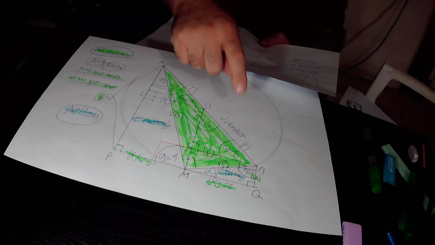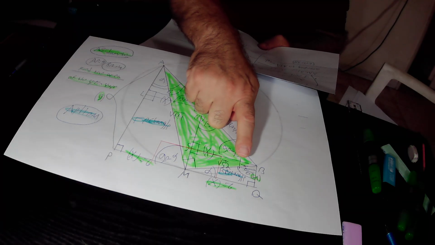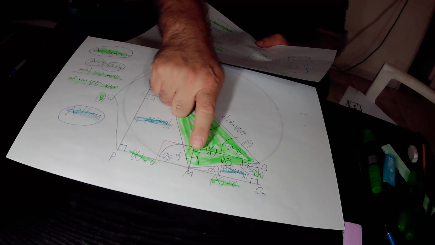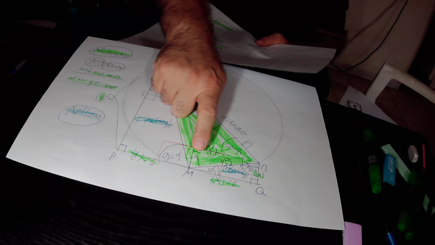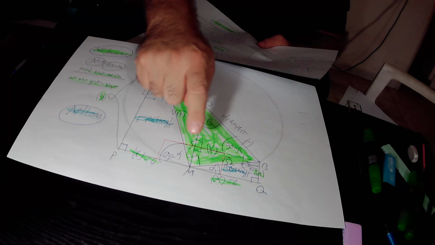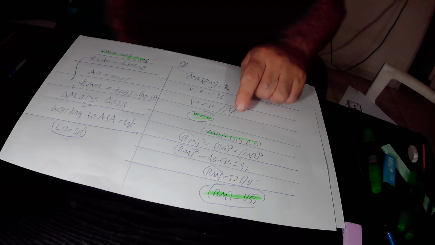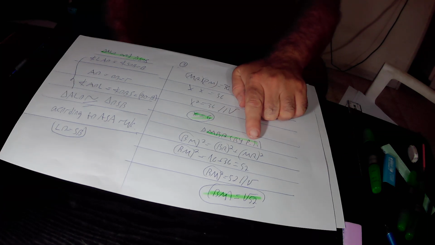In the next step, we implement the Pythagoras theorem on this right small triangle BMQ. According to the Pythagoras theorem, in any right triangle, the square of the hypotenuse equals the sum of the squares of the perpendiculars. So in this right triangle BMQ, BM squared, the square of the hypotenuse, equals BQ squared plus MQ squared. And again, in the right small triangle BMQ, BM squared equals BQ squared plus MQ squared.